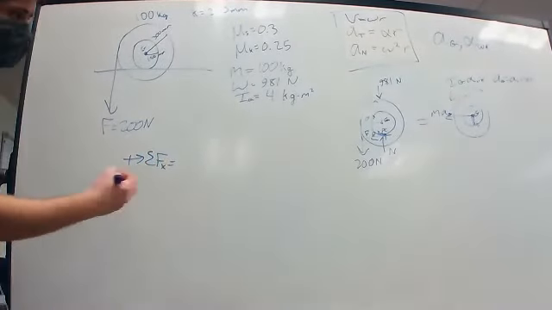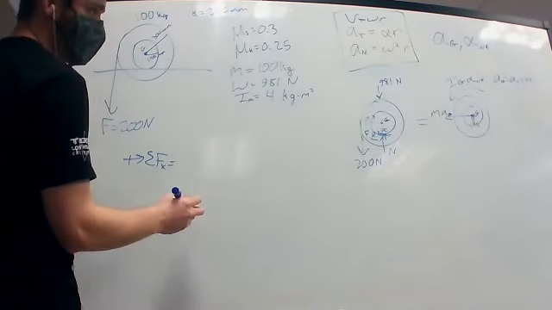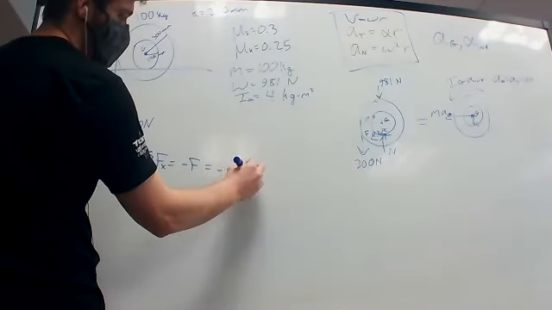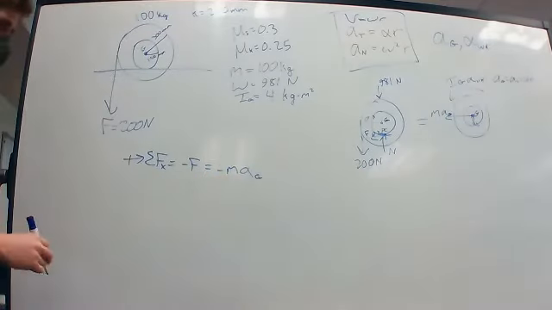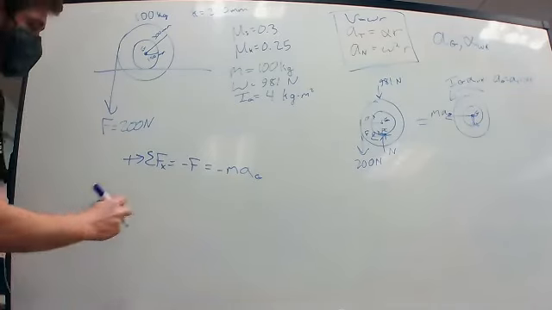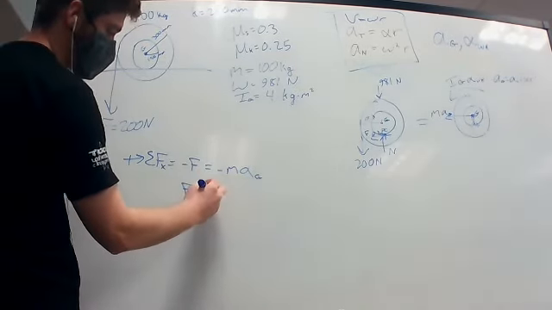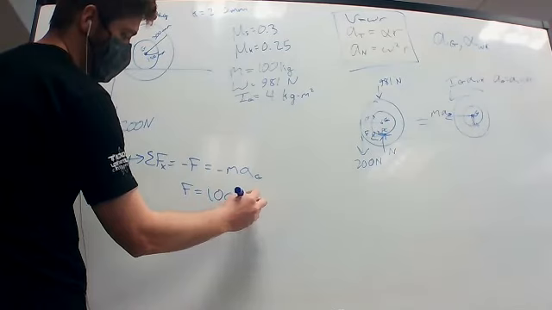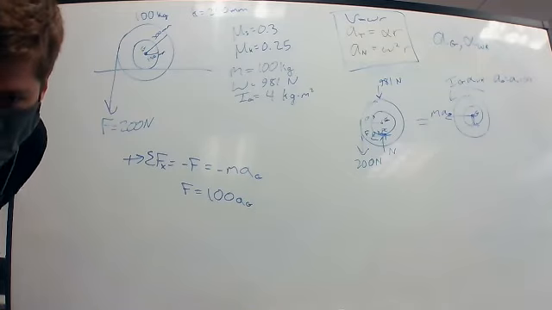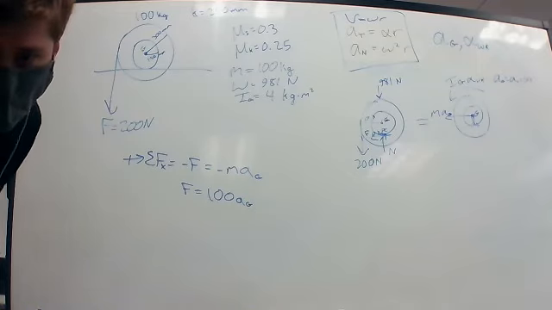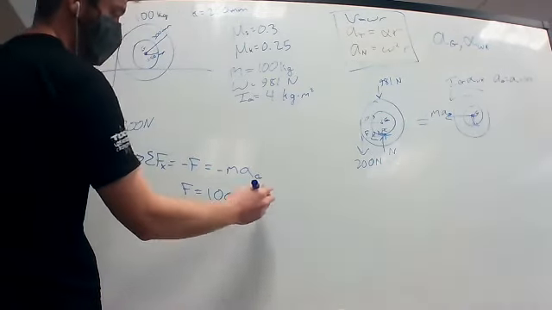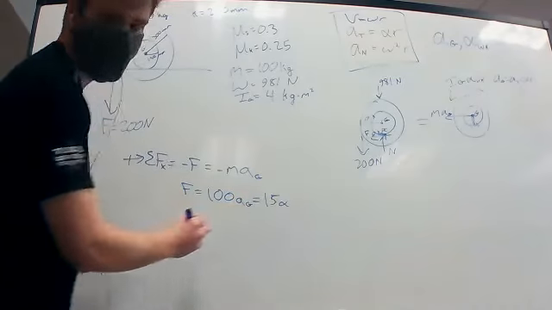So the sum of the forces in X is going to be minus F equal to minus MAG. That's it for the X, which is just going to get us that F is equal to 100 AG. And that can be written as 15 alpha.